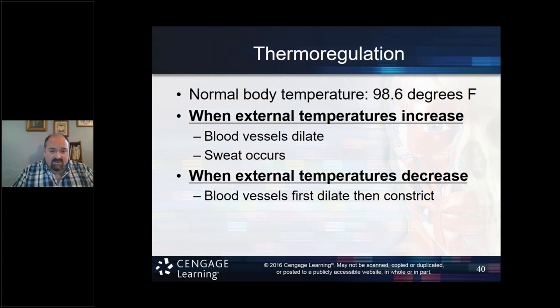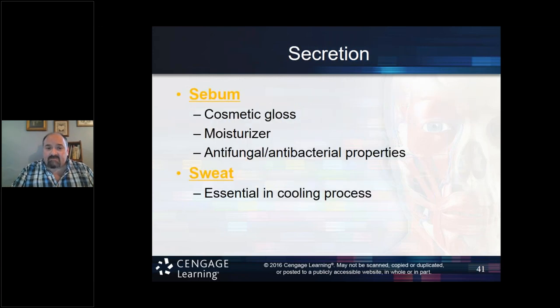Now, when external temperatures decrease, the blood vessels constrict. When it's cold out, the body wants to keep the blood closer to the core, the core and the brain, making sure that blood is flowing in those areas and not so much to the extremities, to be honest.